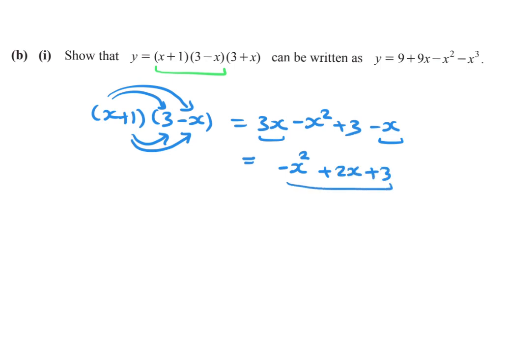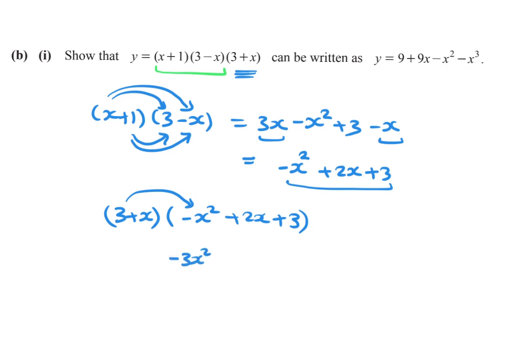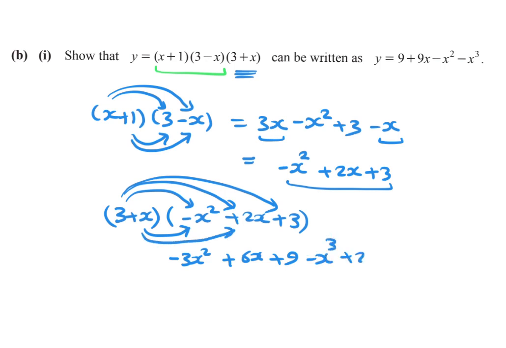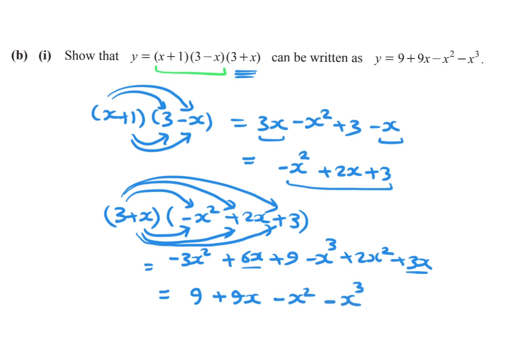Now multiply this expression by the third one, 3 plus x, into negative x squared plus 2x plus 3. 3 times negative x squared is negative 3x squared, 3 times 2x is 6x, 3 times 3 is 9. x times negative x squared is negative x power 3, x times 2x is 2x squared, and x times 3 is 3x. Now, in ascending order, we have 9. For x, we have 6x and 3x, so we have 9x. For x squared, we have negative 3x squared and positive 2x squared, so negative x squared. And we have negative x power 3.